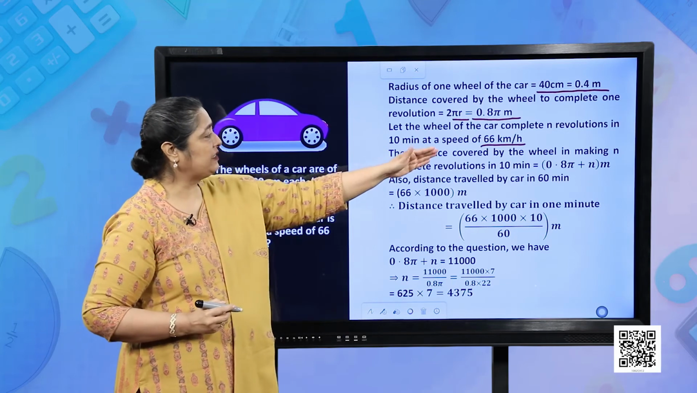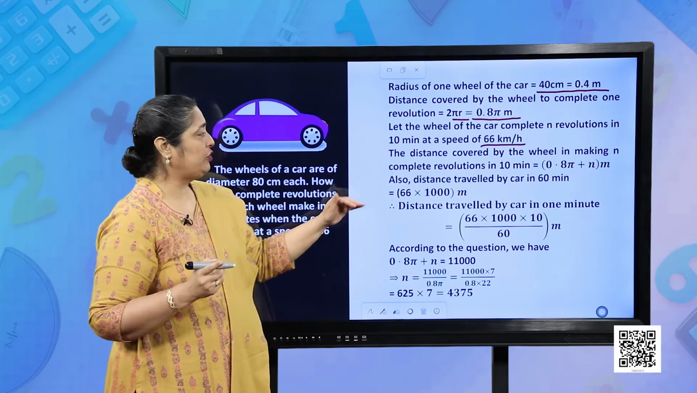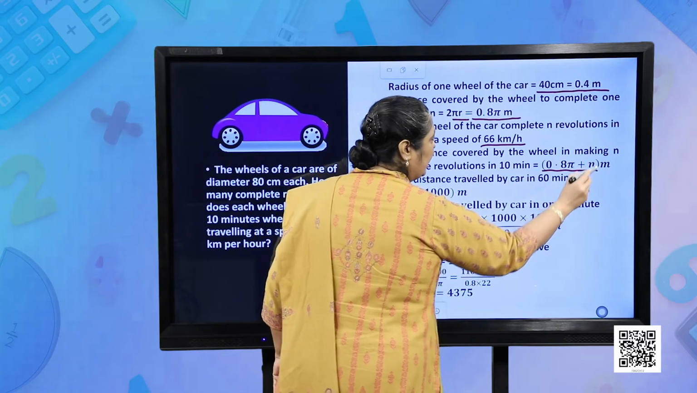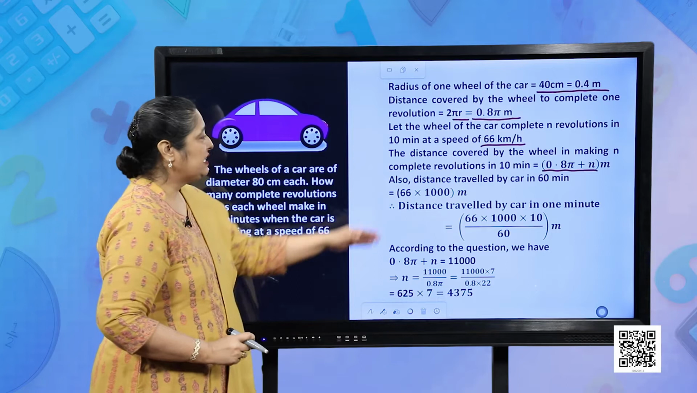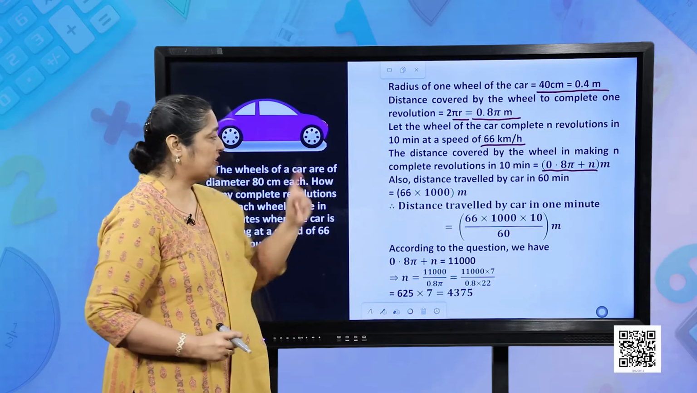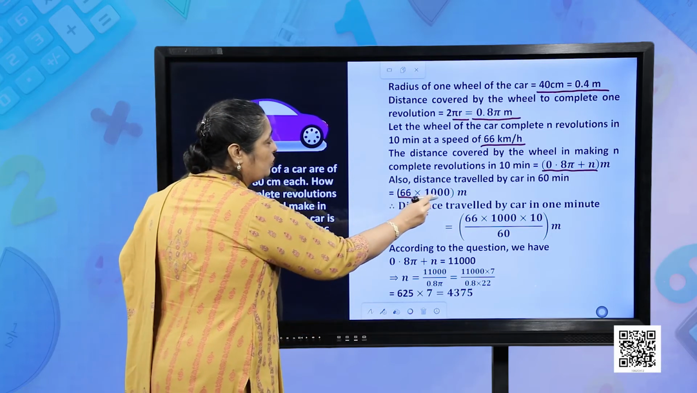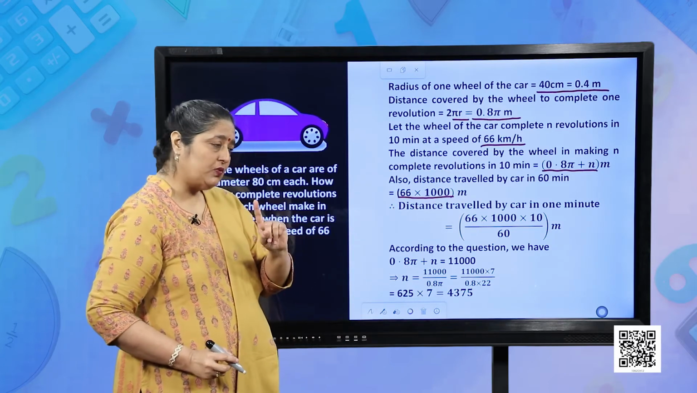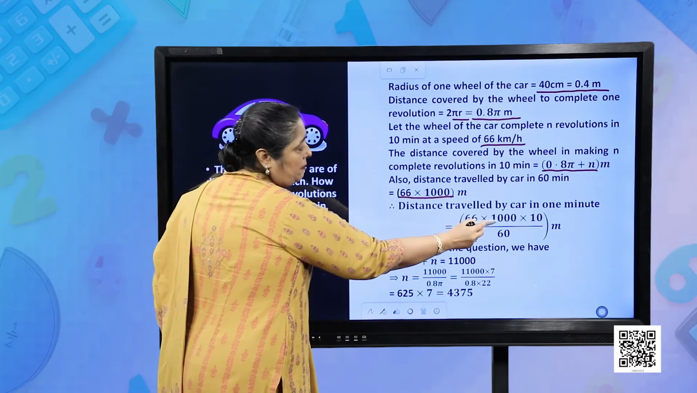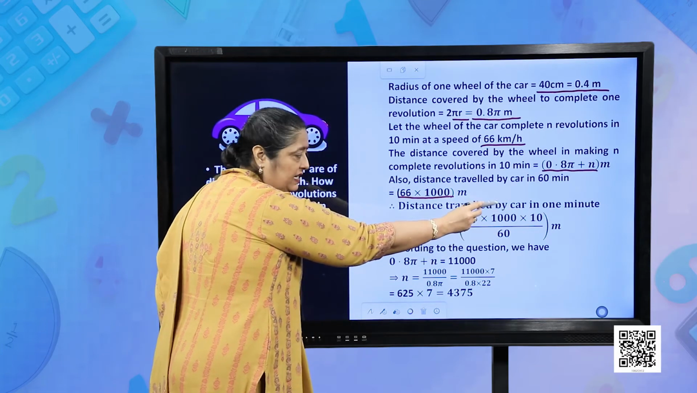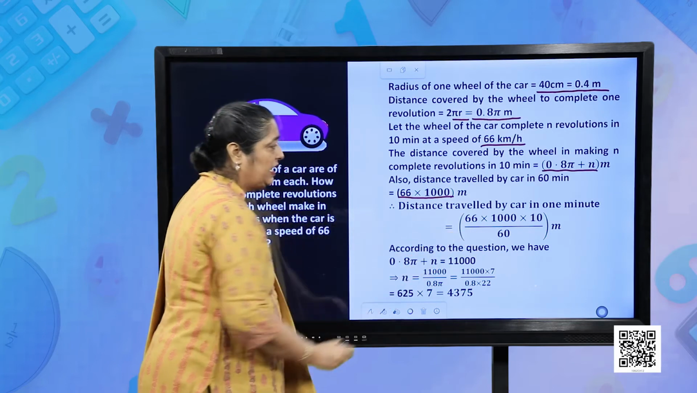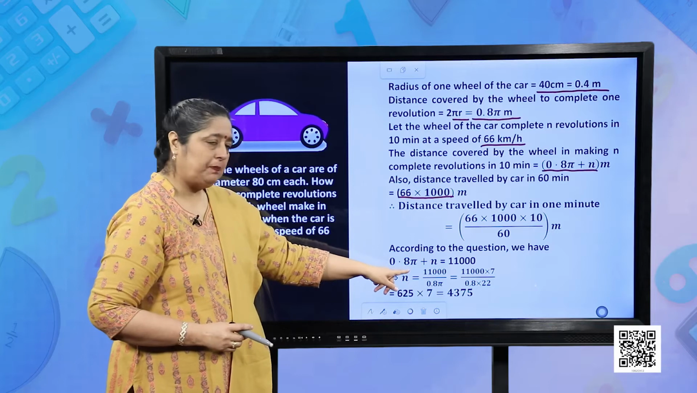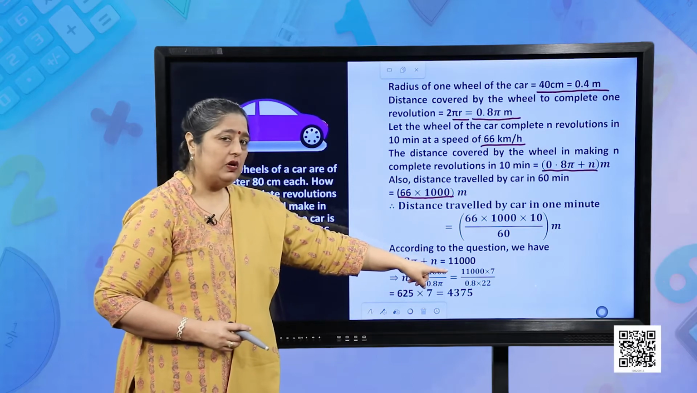The distance covered by the wheel in making n complete revolutions in 10 minutes will be 0.8 pi times n meters. Also, the distance travelled by the car in 60 minutes will be 66 into 1000 meters. The distance travelled in 10 minutes will be this multiplied by 10 and divided by 60. According to the question, we have 0.8 pi times n equal to 11,000.